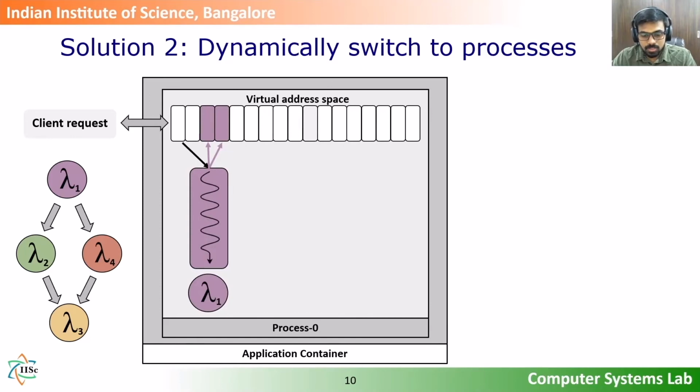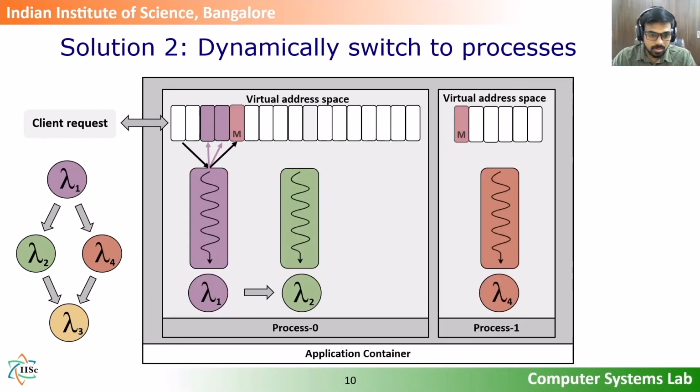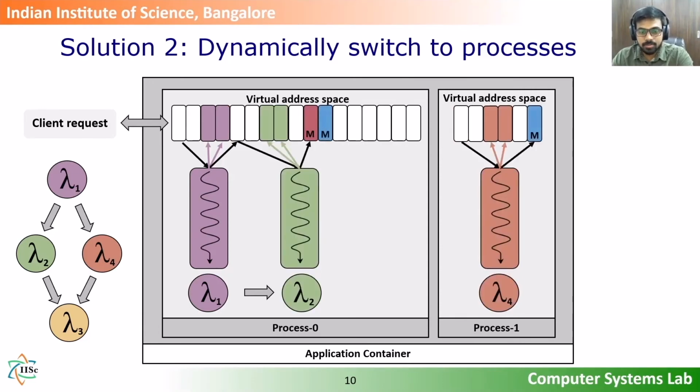Once lambda 1 finishes, lambda 2 is launched as a thread in process 0, but lambda 4 is launched in a separate process within the same container. Launching lambda 4 in a separate process eliminates the GIL problem because each process has its own interpreter, ensuring that both functions can now run in parallel.